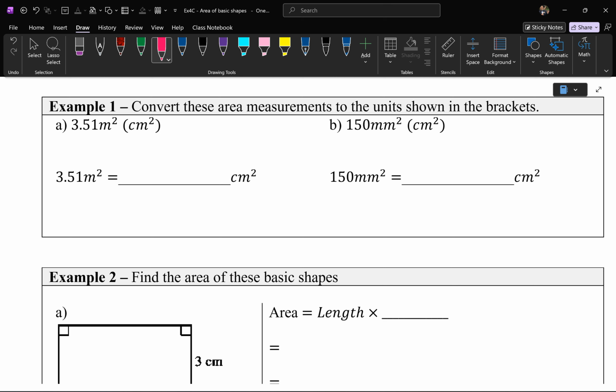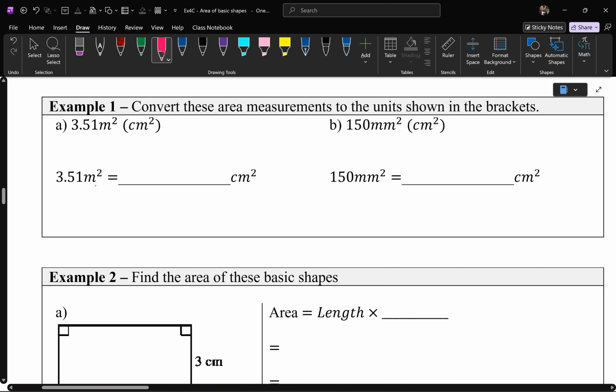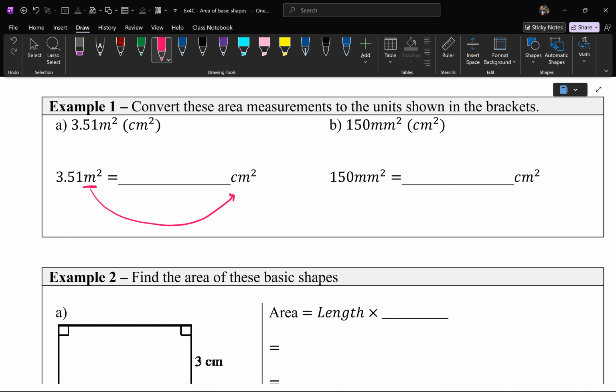All right, team. Let's do the first question. Example 1. Use the chart that I've got you to fill out just now. We are wanting to convert from squared meters to squared centimeters. Notice the language I'm saying as well. I didn't say meters squared and I didn't say centimeters squared. The proper language is squared meters. And that's squared centimeters.